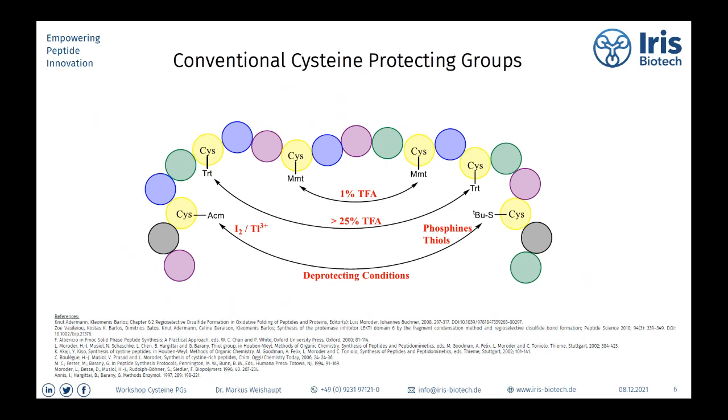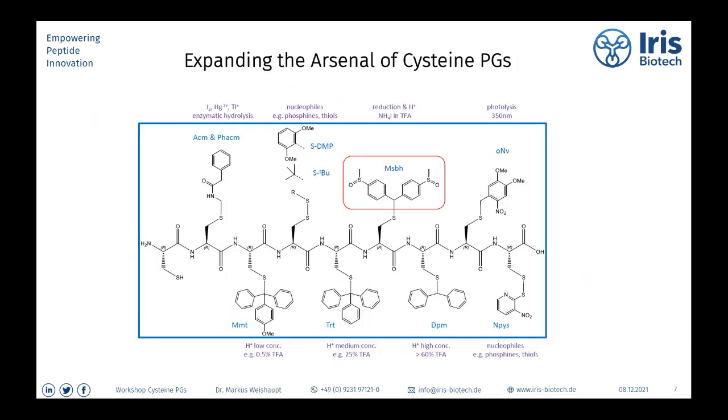The commonly used Acm group is known for side reactions that occur during deprotection, which of course then complicates final purification. The tert-butyl group, on the other hand, may take a long time to deprotect, if it comes off at all. So clearly, the addition of new innovative cysteine protecting groups is warranted.